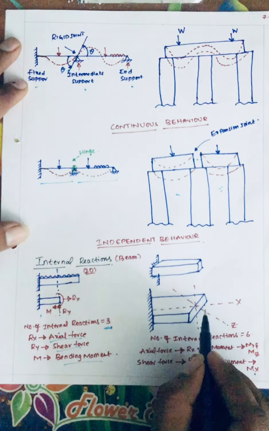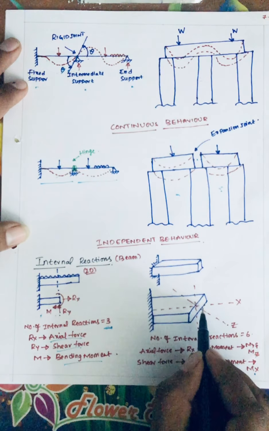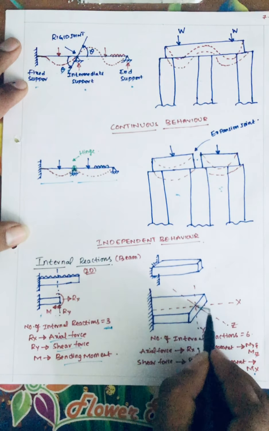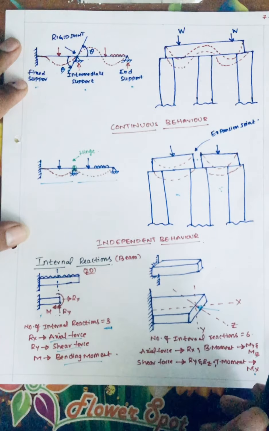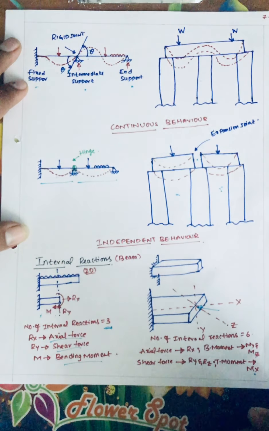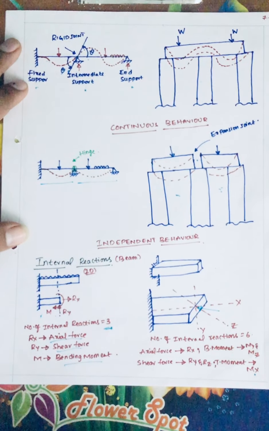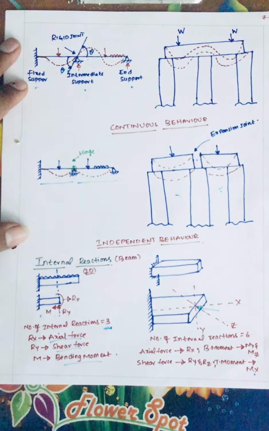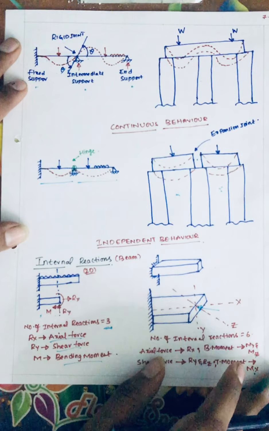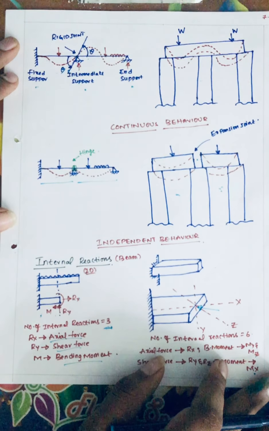Regarding torsional moment, the load which is coming perpendicular to the plane will create a torsional moment in a structure. The load which is acting out of plane, we sometimes call it out of plane. When the load is acting out of plane, in such a condition there will be generation of torsional moment.